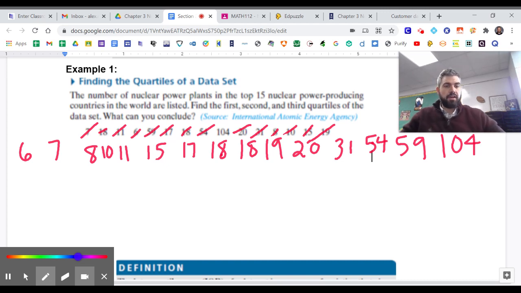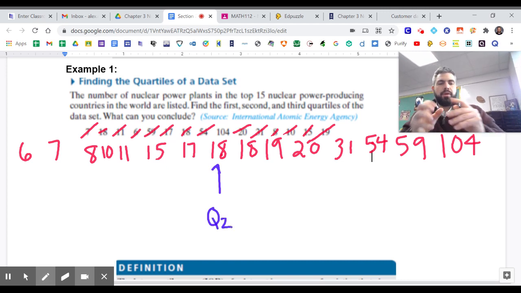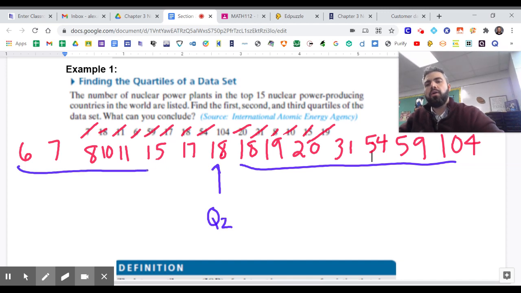Okay, so if there's 15 numbers, the middle number is going to be the 8th one from the left or 8th from the right. So we count over 1, 2, 3, 4, 5, 6, 7, 8. Okay, so that is Q2. That breaks my numbers into 2 parts. I have an upper area and a lower area. And so now to find Q1 and Q3, we're actually going to find the middle of those number sets. So we said that there are 7 numbers below. So we're going to count actually the 4th one in. 1, 2, 3, 4th one in. 10 is going to be my Q1.